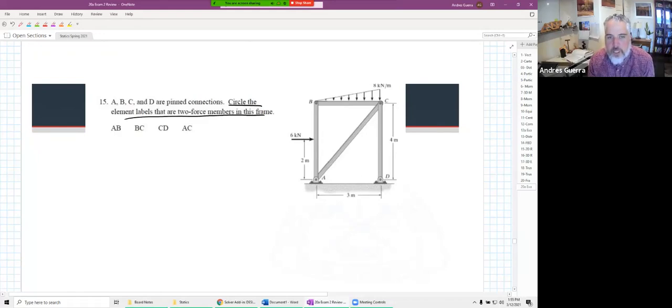Okay, so circle the ones that are 2-force members. Well, 2-force members just means that there's only 2 locations. This one right here, this has 3 locations. 1, 2, 3. B to C. This one has the distributed load over the whole thing, and B and C, so that has 3. A to C, this one here is only 2 locations, A and C, so that's a 2-force member. And then C to D, also only 2 locations, so that is also a 2-force member.